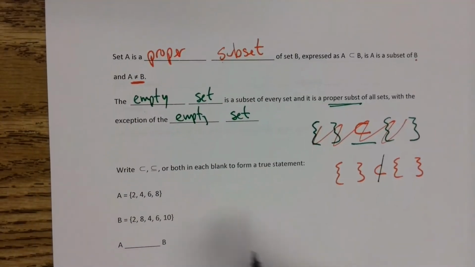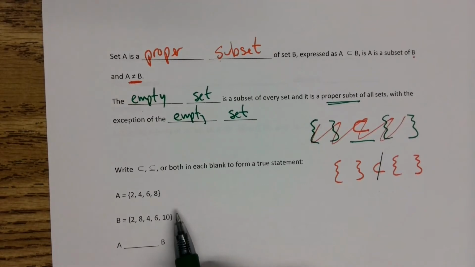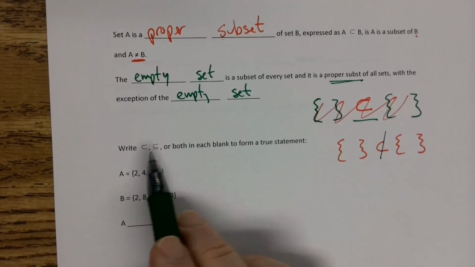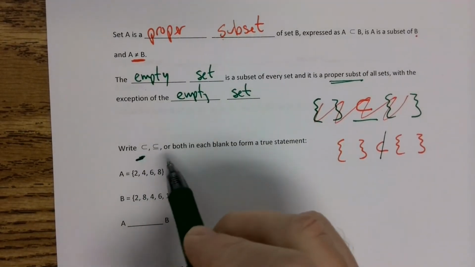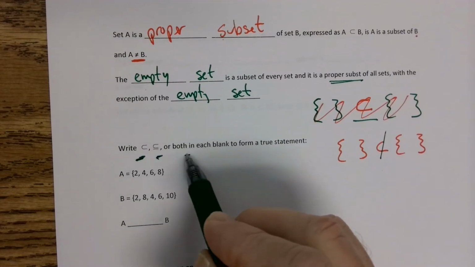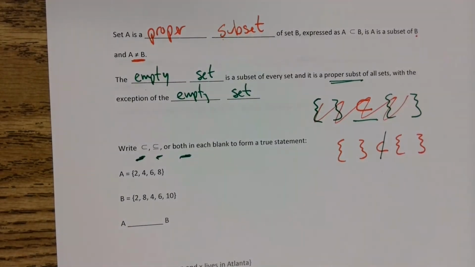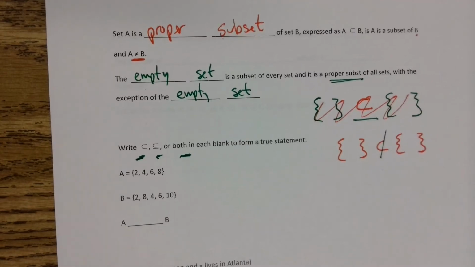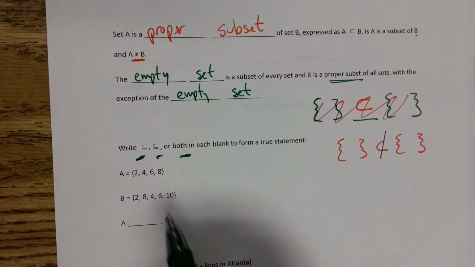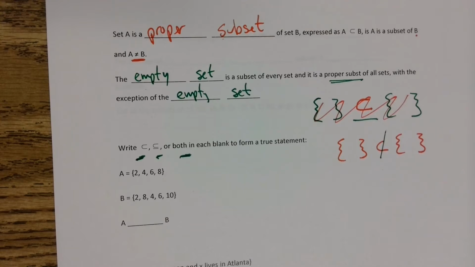Okay. Ready? Let's see if we can either put in proper subset, or probably we're going to put both in. Okay? So 2, 4, 6, 8, is that a subset of 2, 8, 4, 6, 10? And it is. It's a subset, yes, and it's a proper subset. So this would be both.